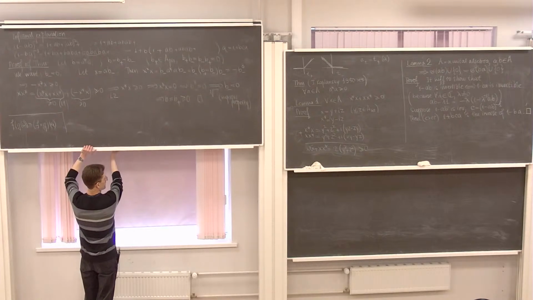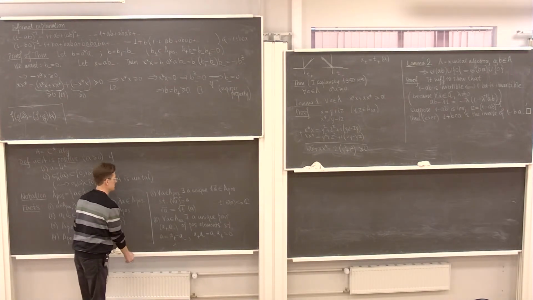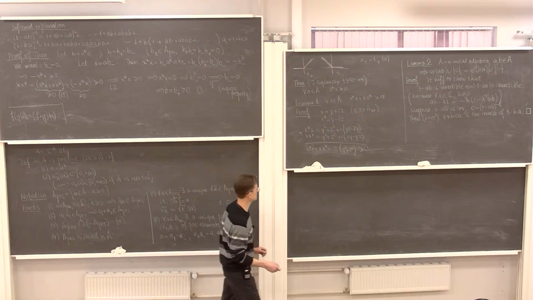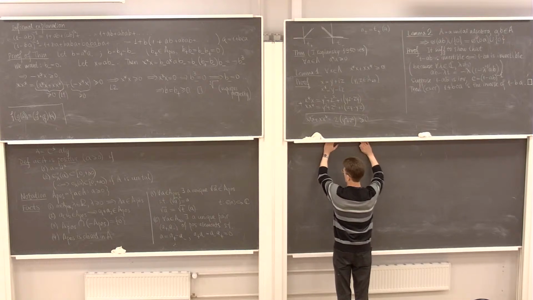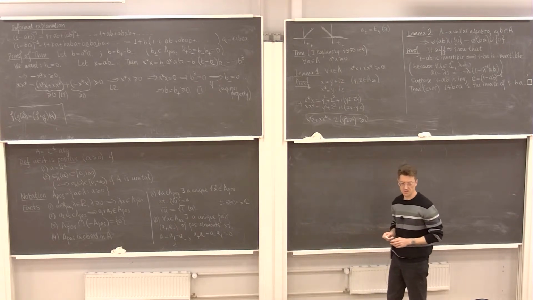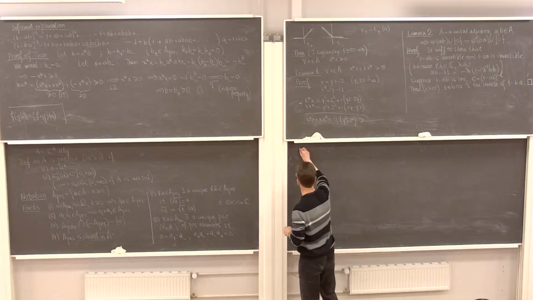Okay, let's now consider some simple applications of this result. As the first application, we can now define the absolute value of any element in a C-star algebra. So we introduce the following notation.